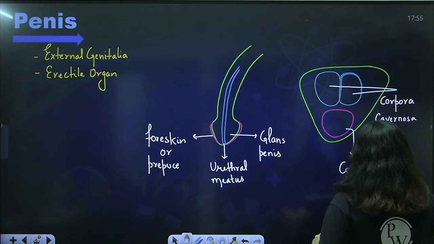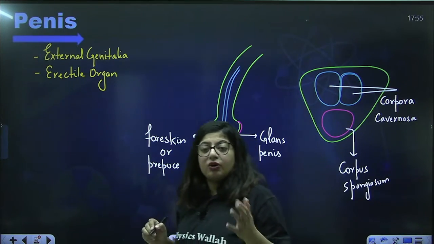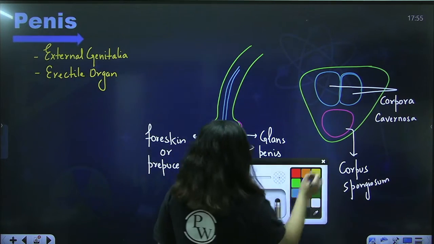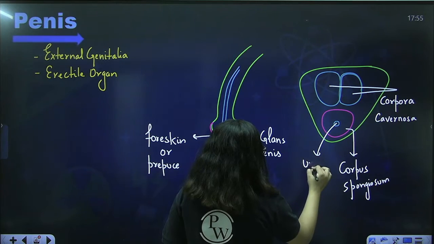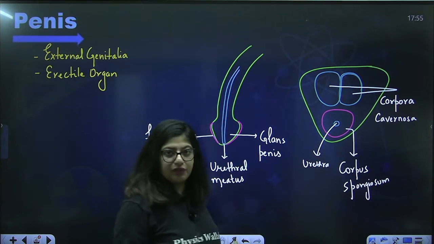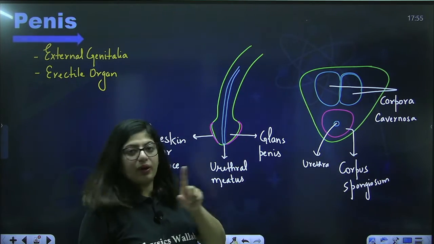We generally use the word corpora for two things, it's plural, corpus is singular, right? And through corpus spongiosum, urethra passes. Now, what are these? These are erectile tissues, connective tissues, right? Corpora cavernosa 2 in number, this is 1 in number.